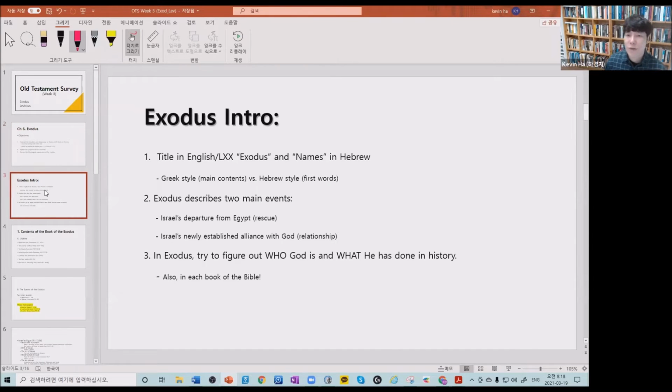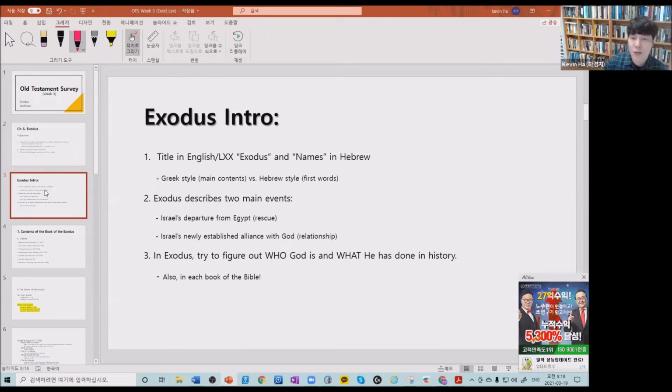So this is a brief introduction of Exodus. You know, the title in English, Latin, and LXX. Do you remember what LXX is? LXX is the Septuagint. 70 people gathered together and translated the Old Testament from Hebrew to Greek.